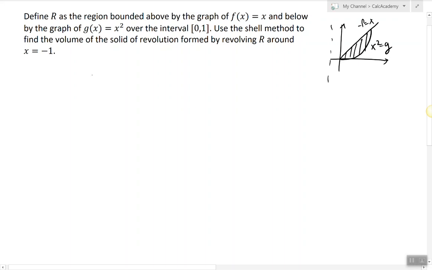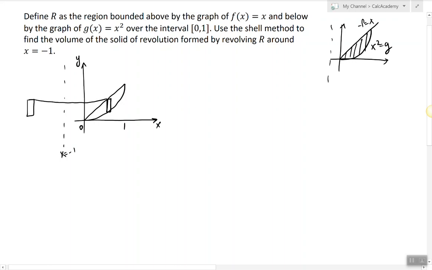So let's draw a three-dimensional picture now, once we figured out what the region looks like. So it's going to be something like this, and we are asked to use the shell method, so the shell will be generated by x value running from 0 to 1, and its shell will be generated by a rectangle revolving around the line x equals -1.